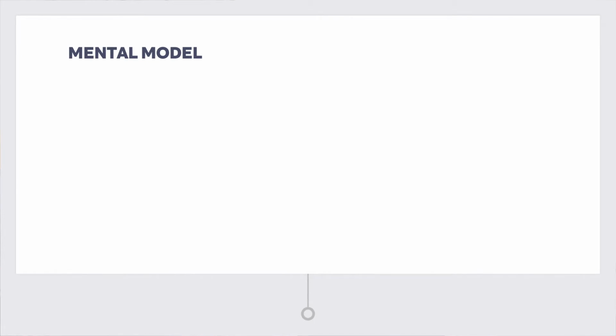A mental model is what we know about something. It is a structured body of knowledge and skills that helps us to make sense of things. We use mental models to understand and navigate the world around us.